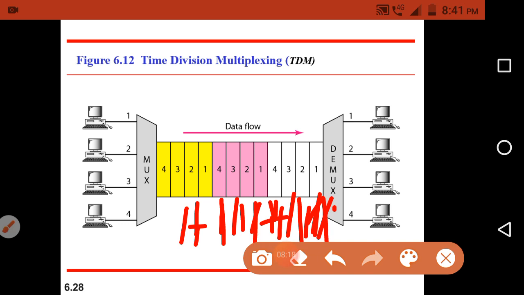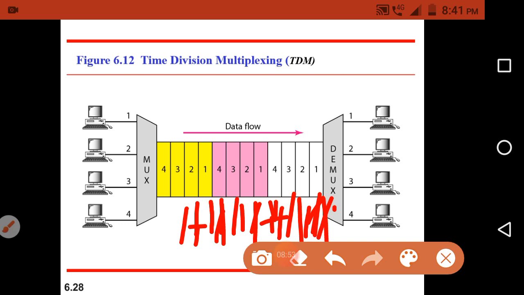Whatever time is allocated to each device, within that time each device utilizes the whole bandwidth of the link. If the first device is allocated time t, within that time it utilizes the whole bandwidth of the link and sends the data. After its time is over, the bandwidth of the link is handed over to the second device, then the second to the third and the third to the fourth. So it is in round robin fashion.